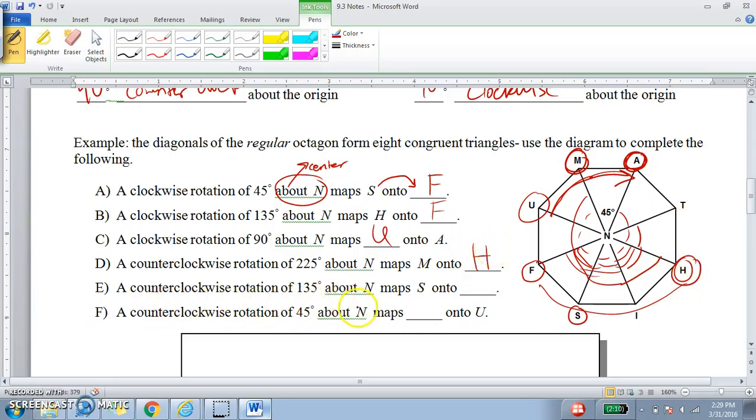A counterclockwise rotation of 135 around N maps S onto what? So again, we know that's 3 spots, but we're going counterclockwise now. So counterclockwise, 1, 2, 3 spots puts us at T.